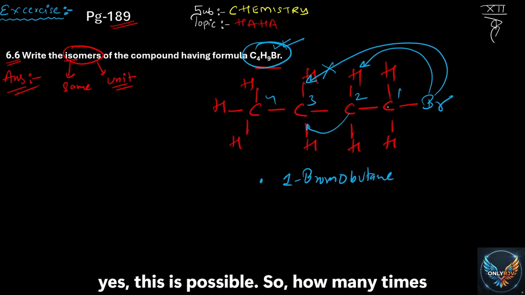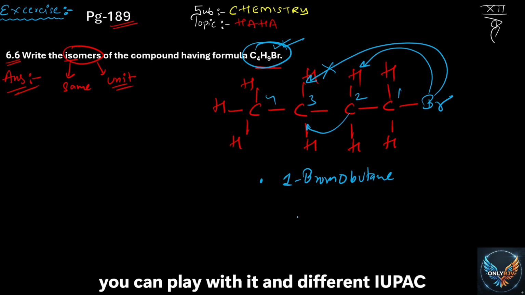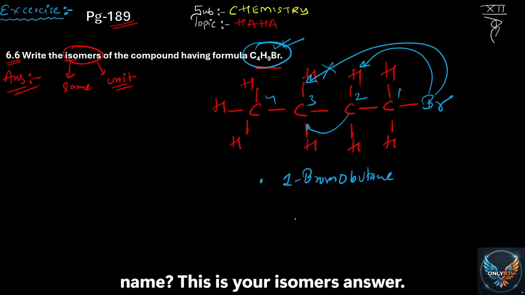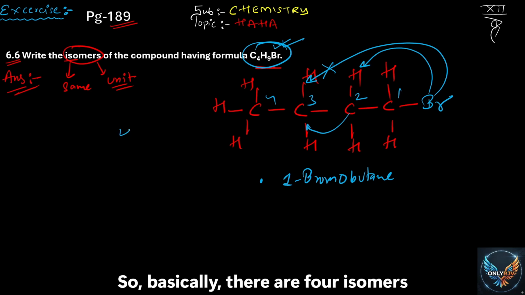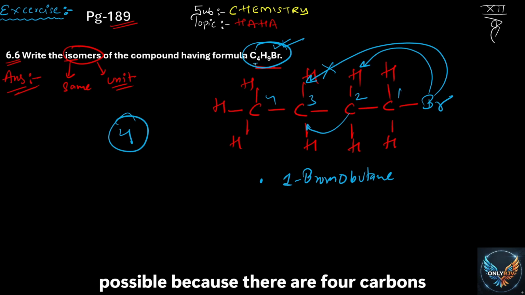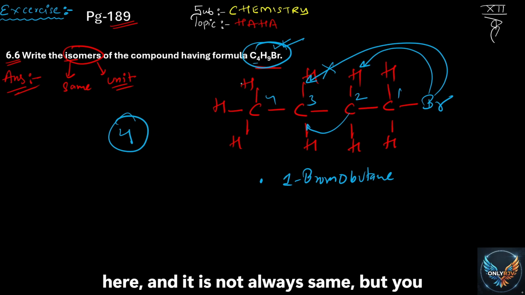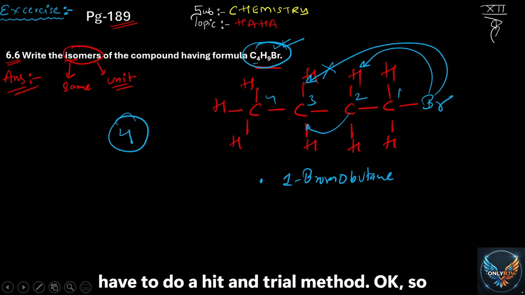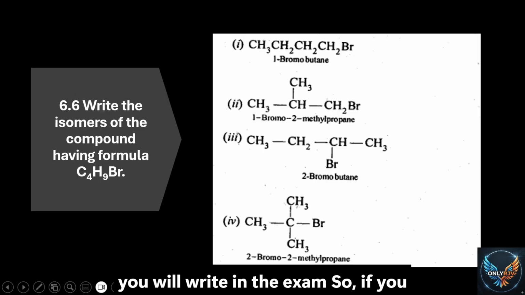So how many times can you play with it and get a different IUPAC name? This is your isomers answer. Basically there are 4 isomers possible because there are 4 carbons here, and it is not always the same, but you have to do a hit and trial method. Okay, so let me give you the answers exactly how you will write in the exam.